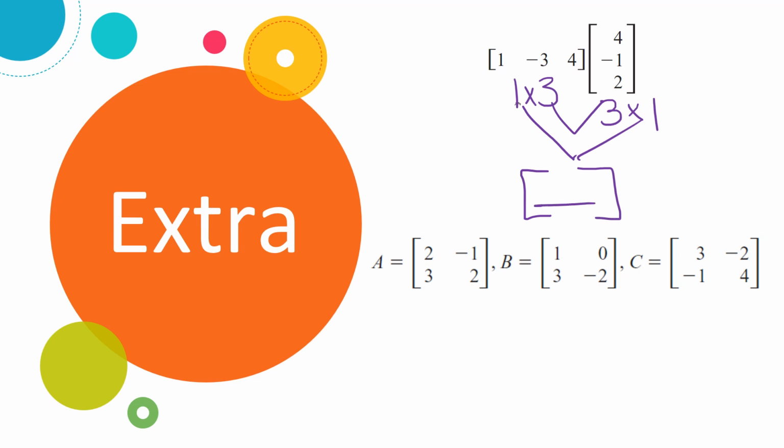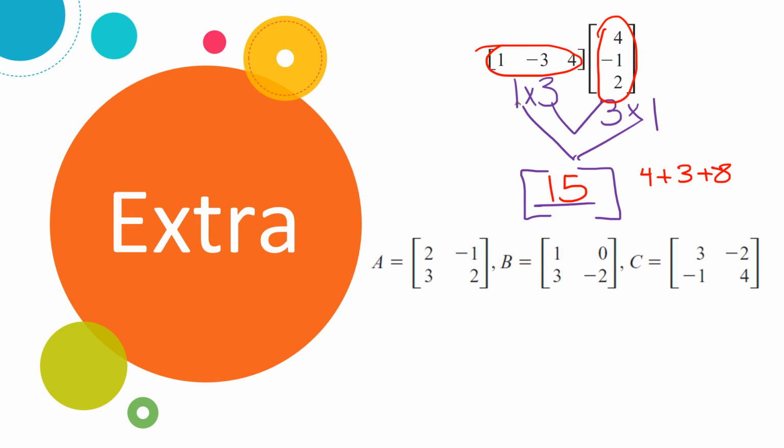Because if I take top row, left column, look at how that is, right? That would be 1 times 4, negative 3 times negative 1, and 4 times 2. So look what happens there. We just get a single number. So don't let that throw you off, okay? That can happen. You can have a single cell in your matrix.